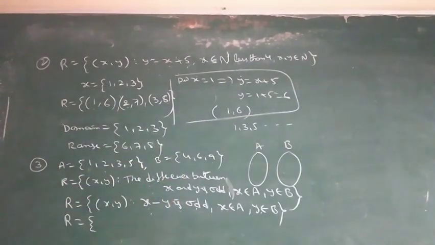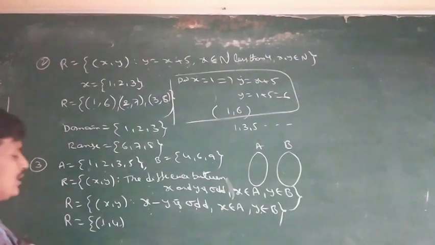1 minus 4 is equal to what? Minus 3, so it is an odd number. 1 comma 4: the difference of x with y. Okay, first x, y. The difference is odd. So 1 minus 4 is odd.